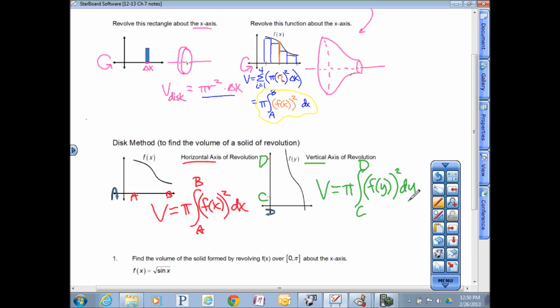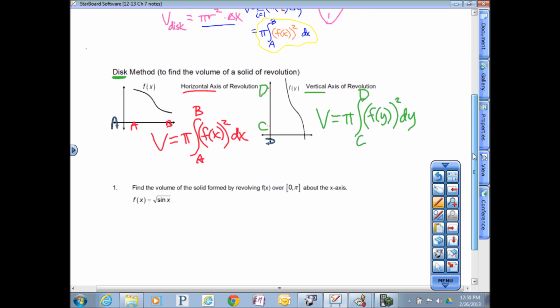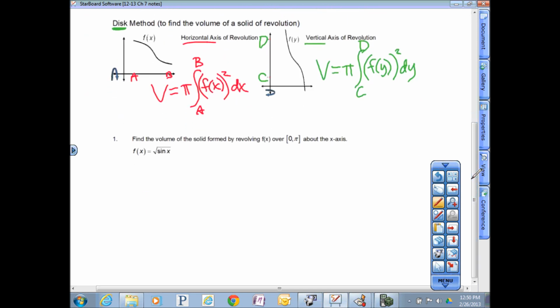So those are called disk method, and this disk method is kind of the most basic of the three you're going to learn. We're going to learn washer method in our next lesson, and then shell method eventually. But that disk method, I'm going to try to keep it on the screen while we do this problem number one.